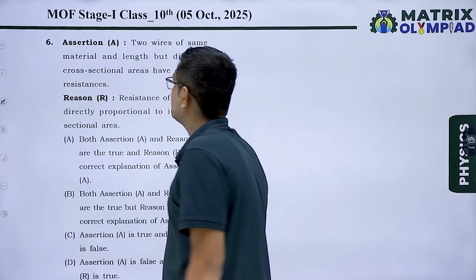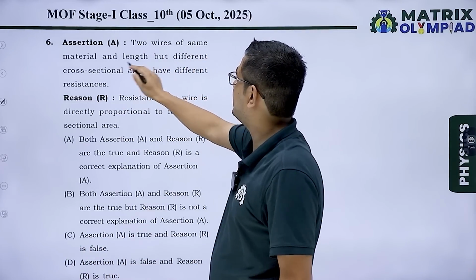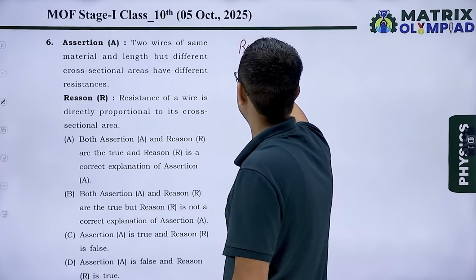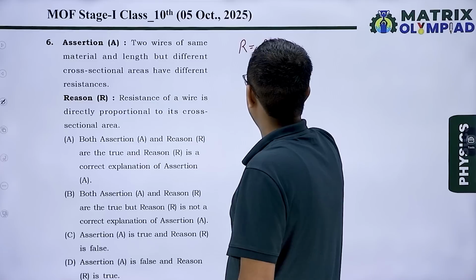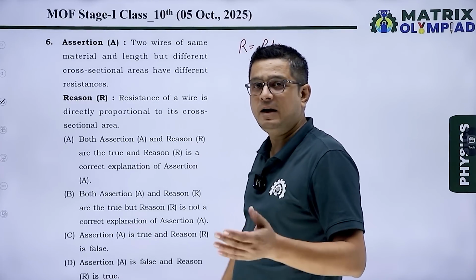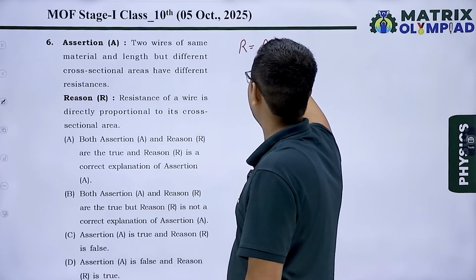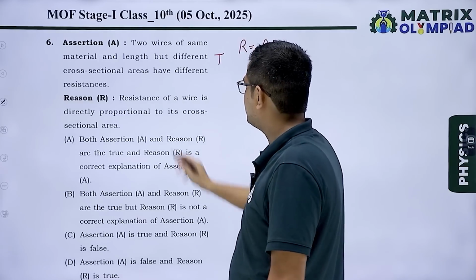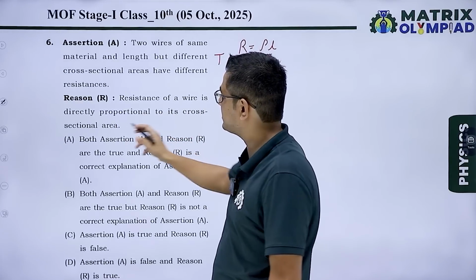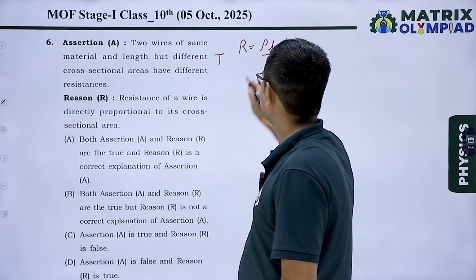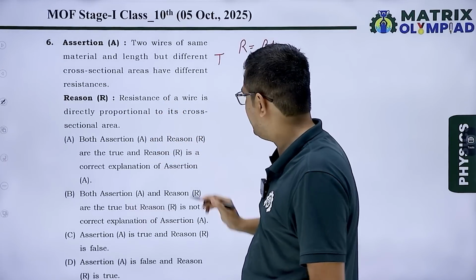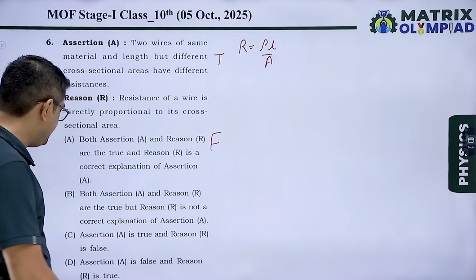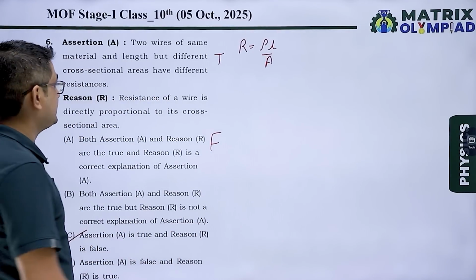So this is an assertion reason question. Two wires of the same material and length but different cross section area have different resistance. As we know, the value of resistance is given by rho L upon A. If the cross section area is different, definitely the value of resistance will be different because rho and L are the same, but A is changing, so R will also change. This is a true statement. Resistance of a wire is directly proportional to its cross section area. No, this is wrong because resistance is inversely proportional to the cross section area, so this is false. So our correct answer will be assertion is true but reason is false. Option C is our correct answer.